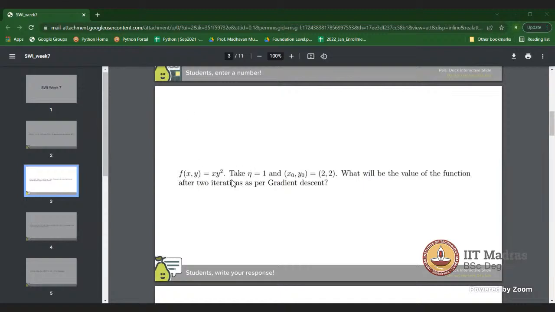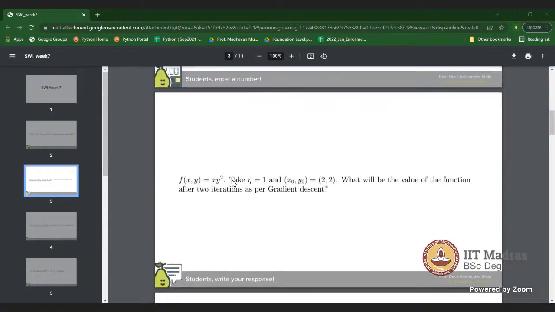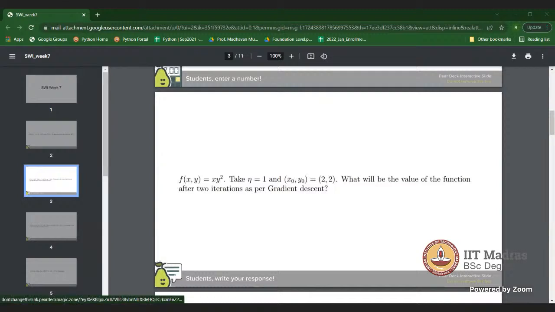Are you done with this problem? Yes, sir. Shall we discuss the solution? Yes, sir, let us discuss. Right now we have f of x comma y given. So we need to use the gradient descent to find the del f of x. Then only we'll be able to find this x1 comma y1. So let's try to do that.